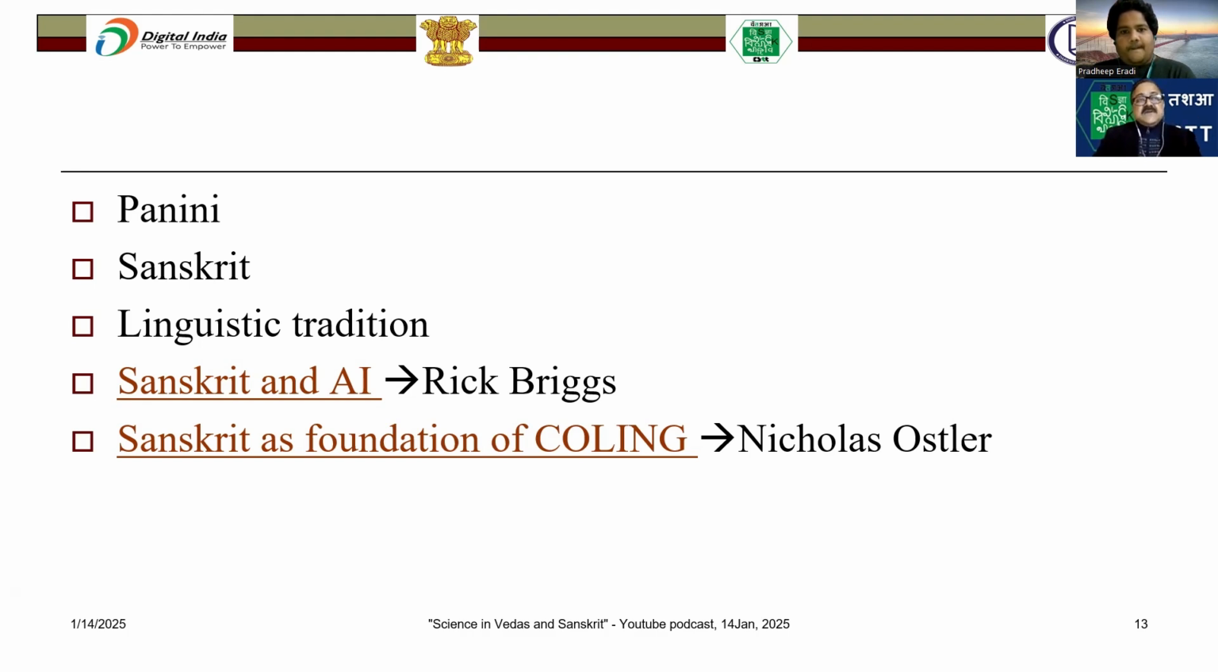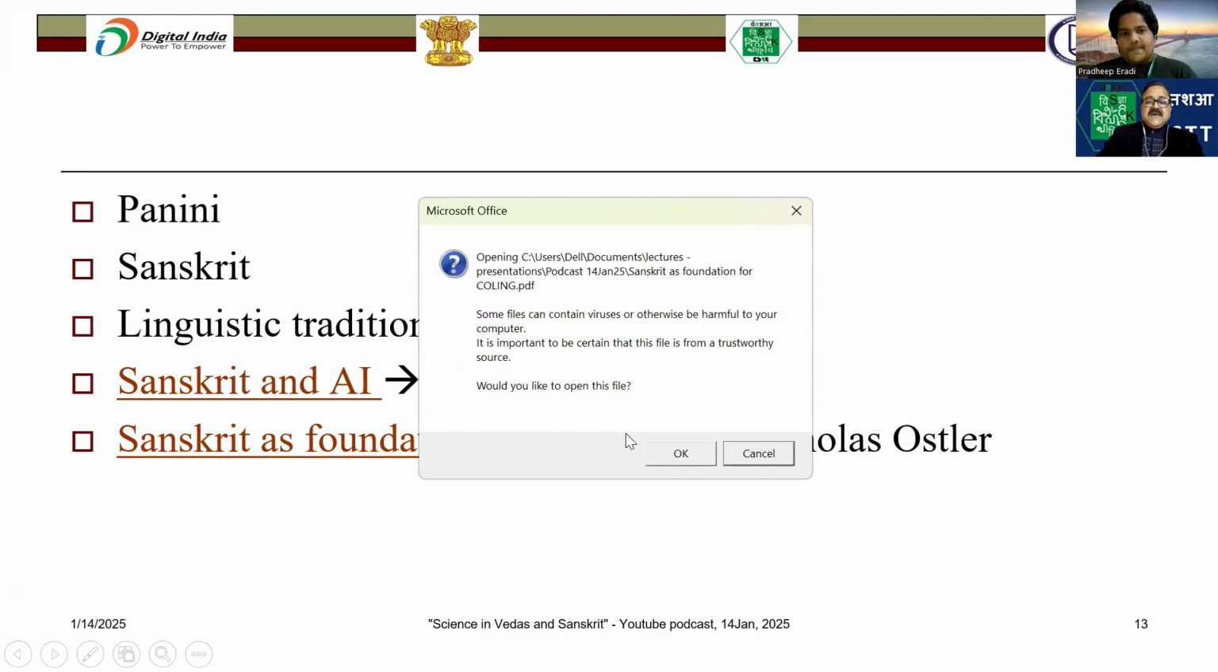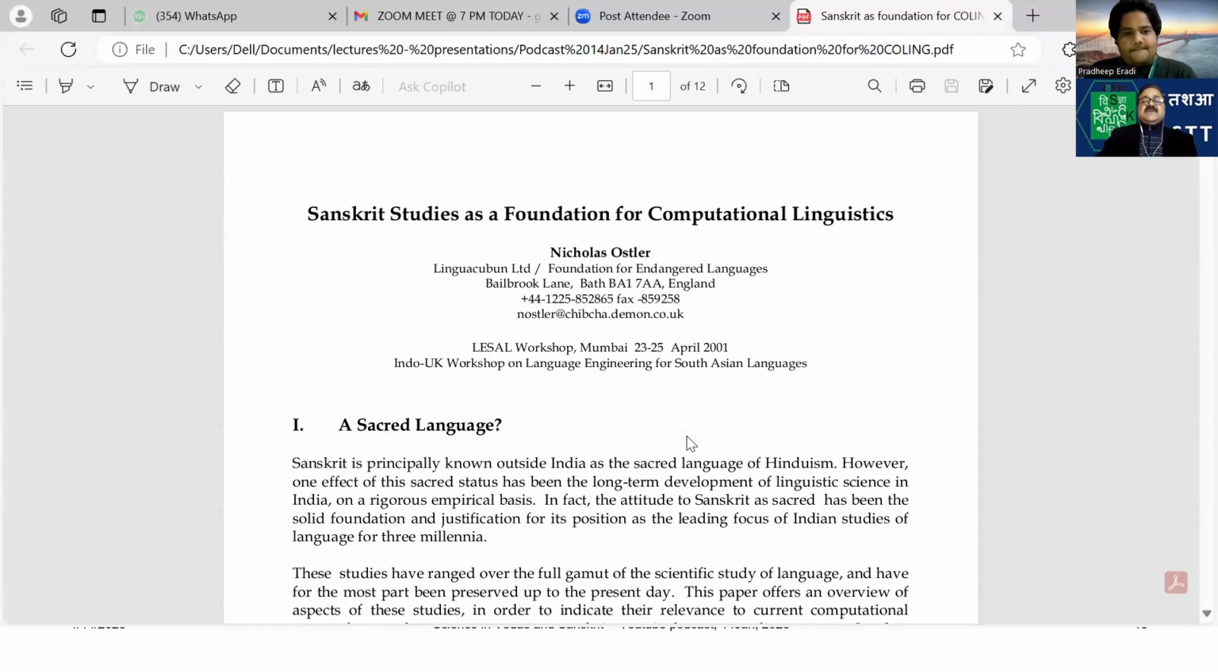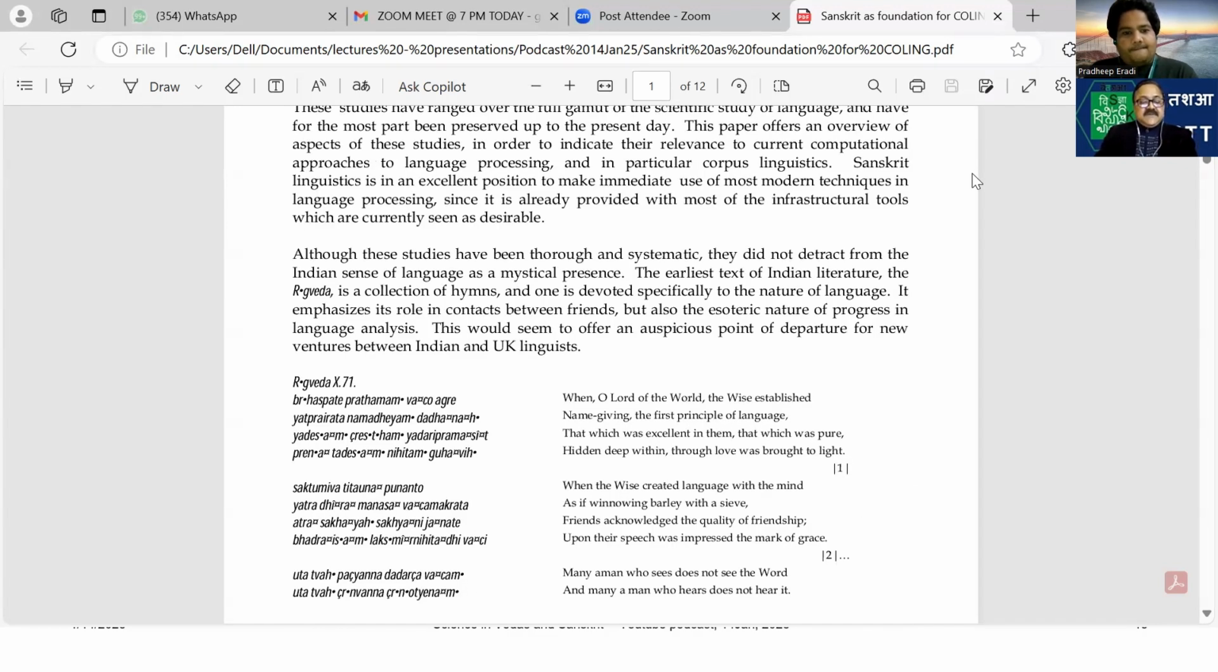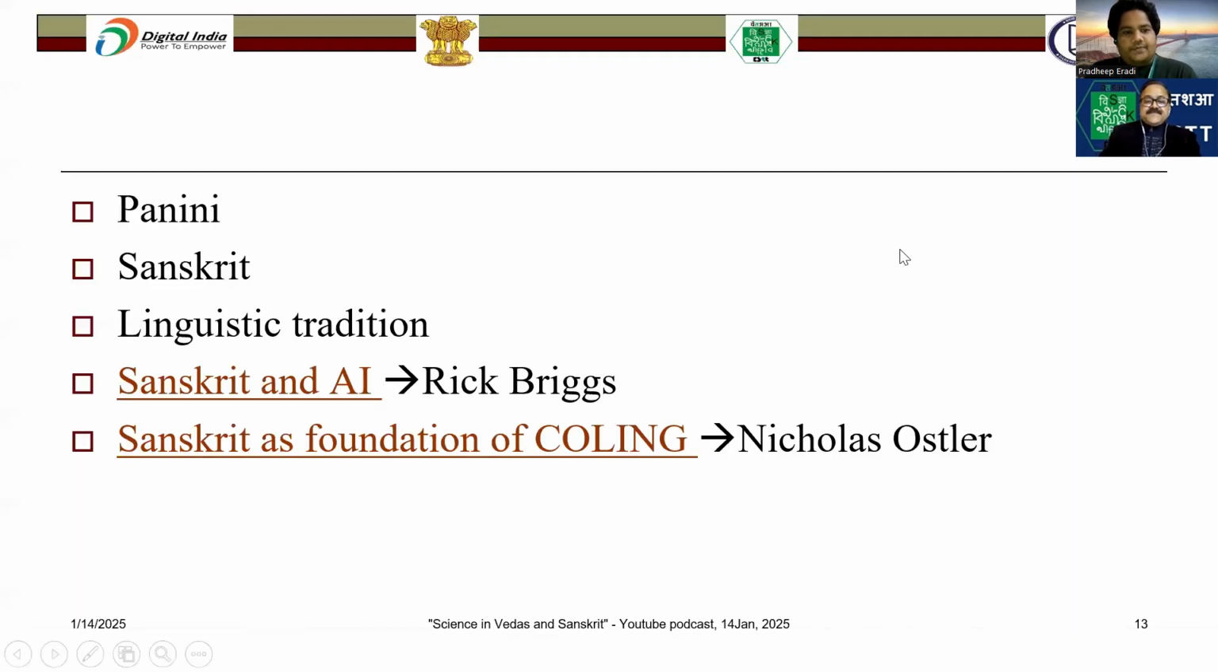Because in AI, the core problem is that a machine must understand a natural language string unambiguously. And a natural language string is mostly ambiguous. To make sure the machine is able to represent it unambiguously, we have to see how Indians have been doing it for a vast language called Sanskrit and fast changing scenarios in India. So that is very important. Secondly, another paper by Nicholas Osler, who says Sanskrit studies have been the foundation for computational linguistics and AI. So that article also one needs to understand and see.